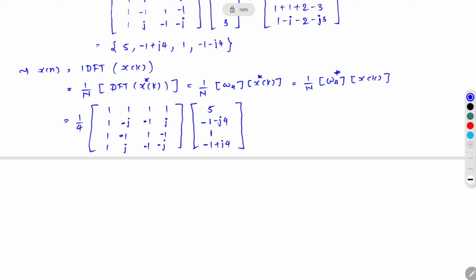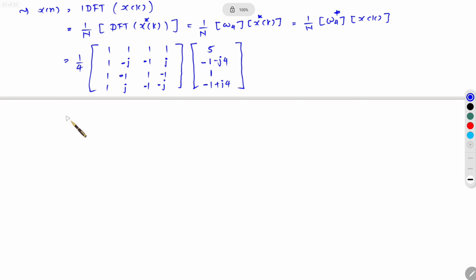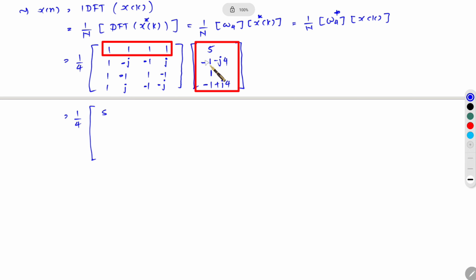Now simply perform matrix multiplication. So here, the first element will be this row into this column. So 1 into 5 plus 1 into -1 minus j4, then 1 into 1, then 1 into -1 plus j4. At last, I'll solve this calculation.